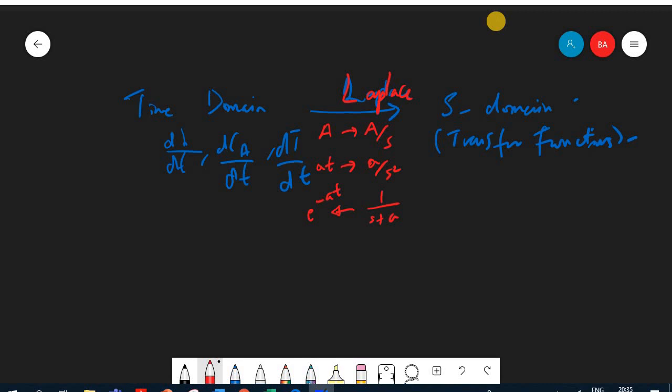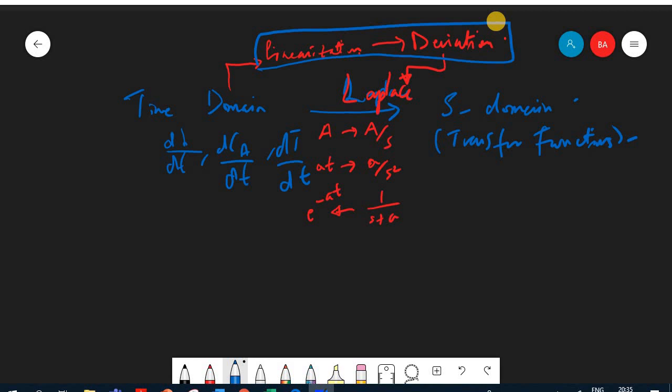Before we go to the Laplace, there is a route in which we need to do some kind of linearization, and then put it into deviation format. After putting it in deviation format, we do the Laplace. What we have not taken so far is this part, which we are going to take next lecture. But we are just training ourselves on how to use the Laplace domain.